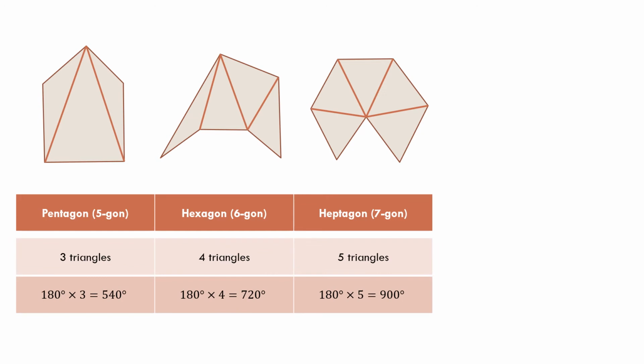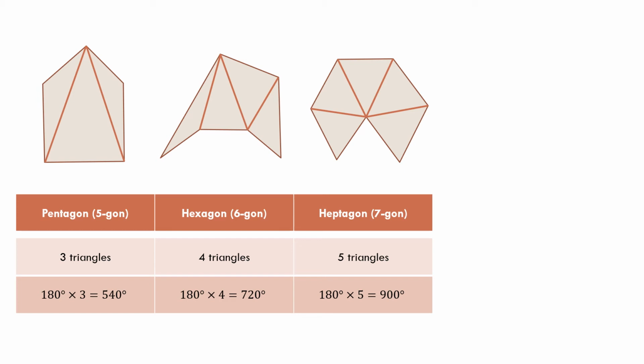So the sum of angles will be 180 times 3, that's 540. 180 times 4, that's 720 degrees for a hexagon. 180 degrees times 5, which is 900 degrees for a heptagon. You'll probably notice that having 3 triangles instead of 5, it is always 2 less than the number of sides you get for the number of triangles.